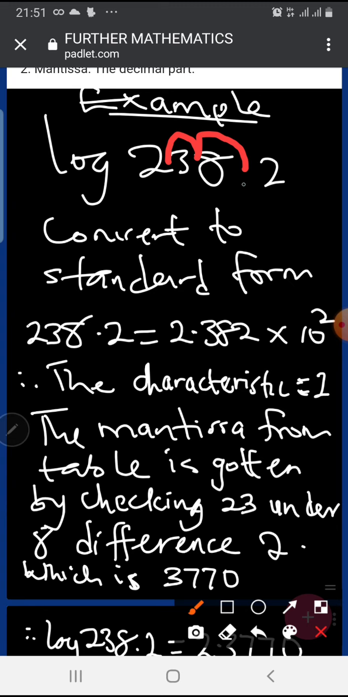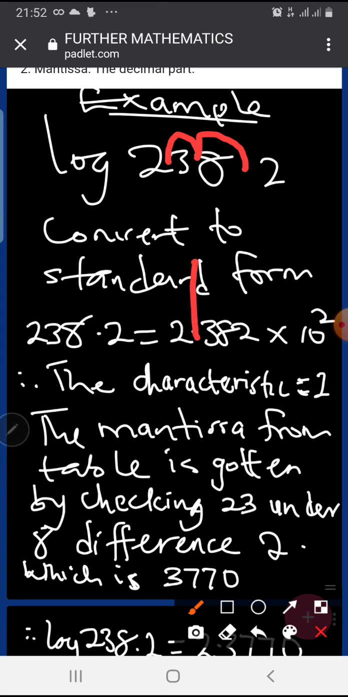So the point has moved to immediately after the first whole number, which is 2.382 times 10 raised to power 2. The number of times we moved is the characteristic, which is 2. Then you get the mantissa from the table you refer to as 4-figure table. You pick the first 2 numbers, which is 23. You check for 23 under 8 and difference of 2.